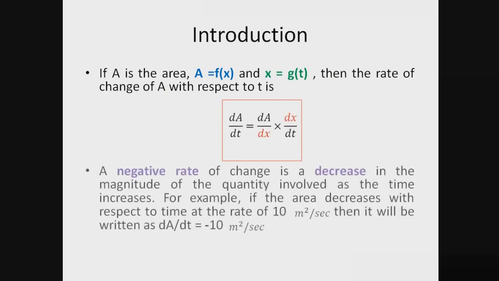A negative rate of change is a decrease in the magnitude of the quantity involved as the time increases. For example, if the area decreases with respect to time at a rate of 10 meters squared per second, then it will be written as dA over dt is equal to negative 10 meters squared per second.